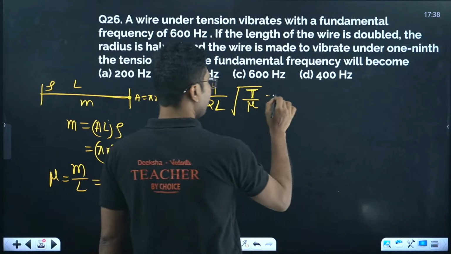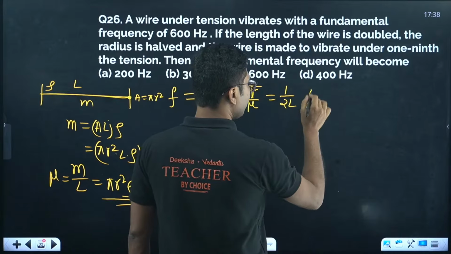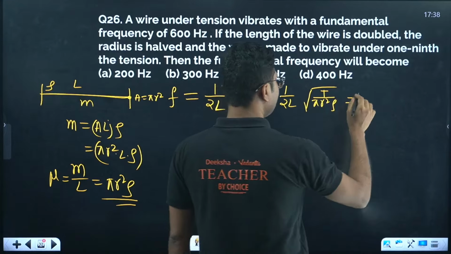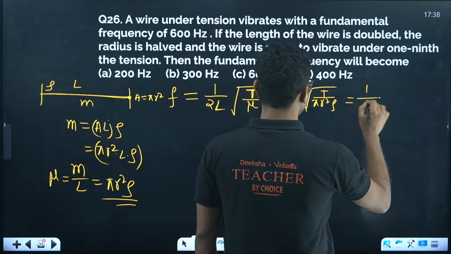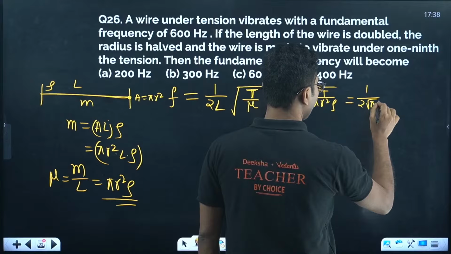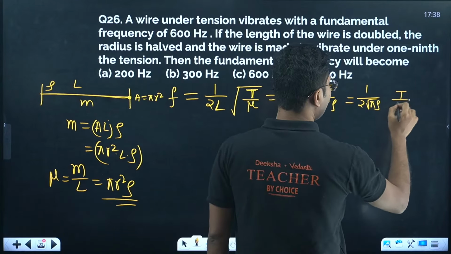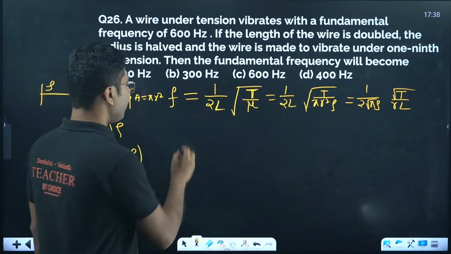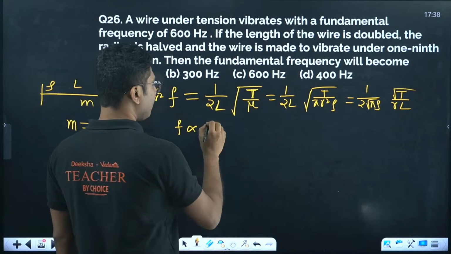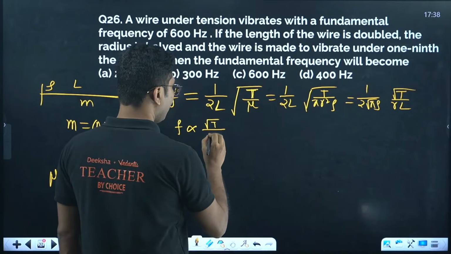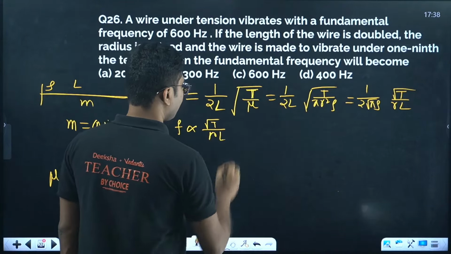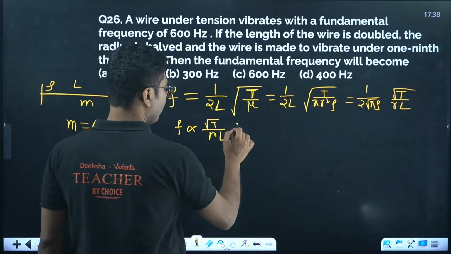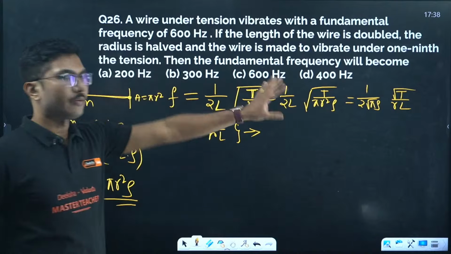Now if you put that over here, you will get 1/2L square root of T by pi r square rho. So that is 1/2 root pi rho, square root of T by r L. So the frequency of a string is actually proportional to square root of tension by radius into length. So this is the formula that we will be using. Now if you know this formula, it will be easier. If you don't know, you have to find it out.